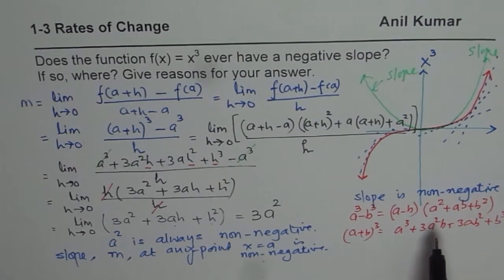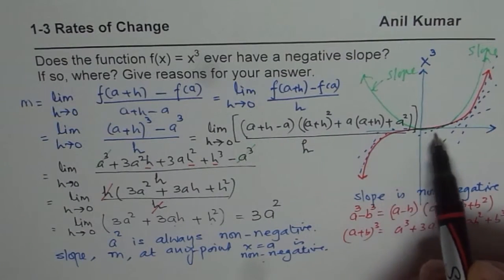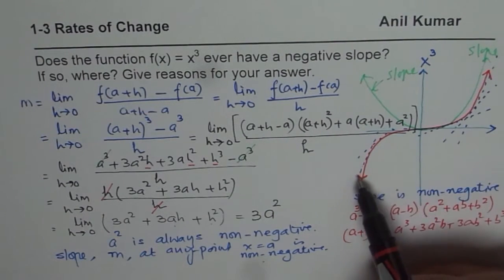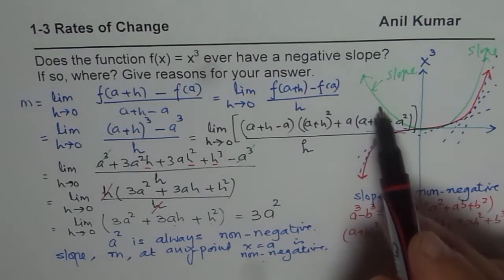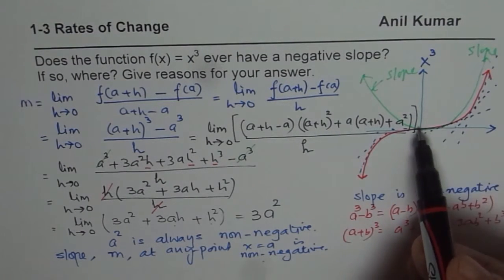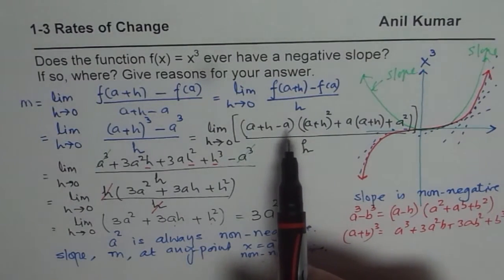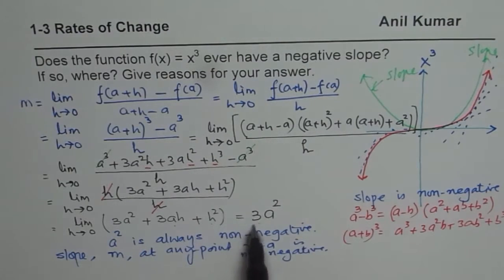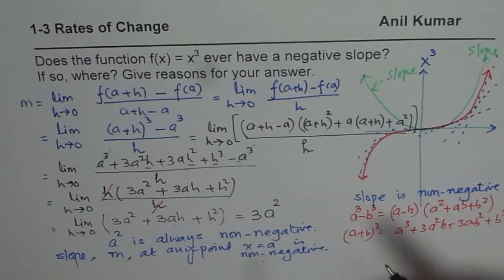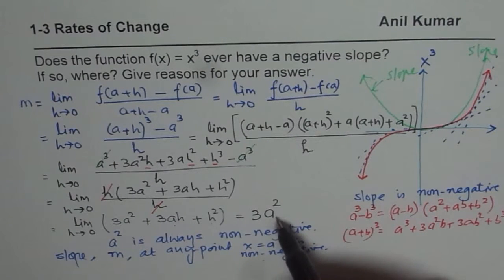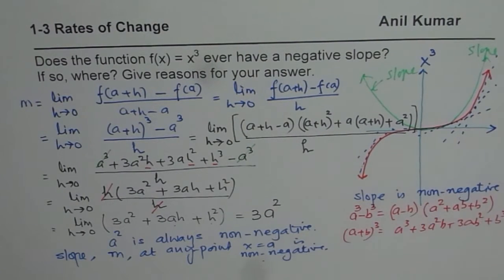So what we discussed here is, from the graph it is very apparent that the slope is not negative. It moves from a very large positive value to 0 to another positive value, never negative. And then we used the difference quotient definition of slope and proved that it is 3a square in fact, and a square is always positive. Square of any number will be positive, and 3 times that is also non-negative. It could be 0. It is 0 when a is equal to 0.